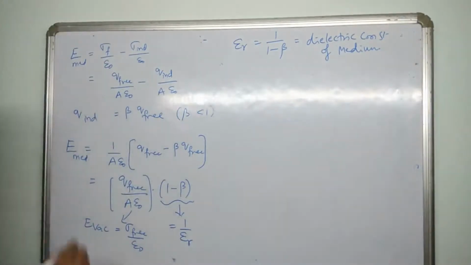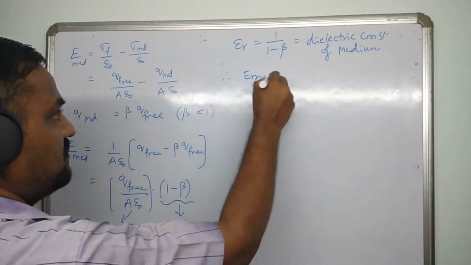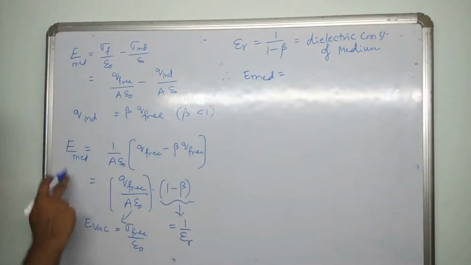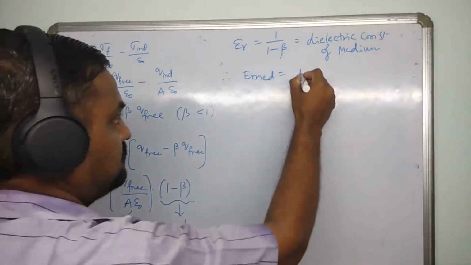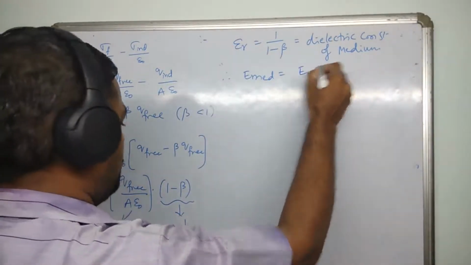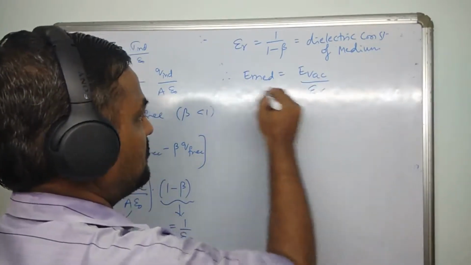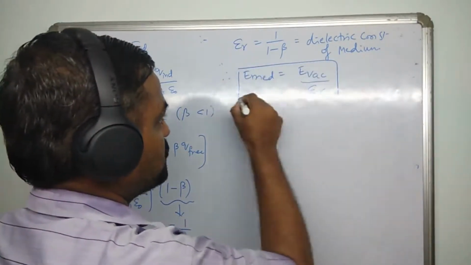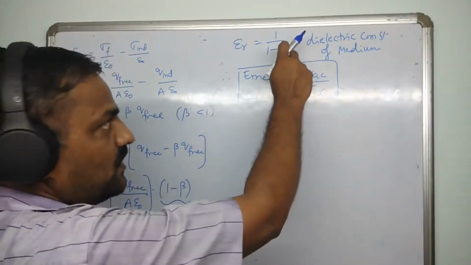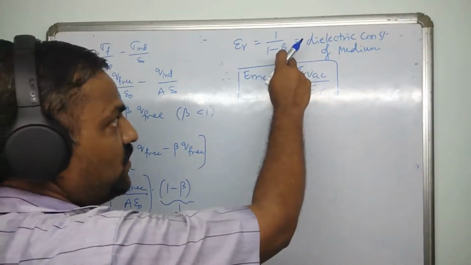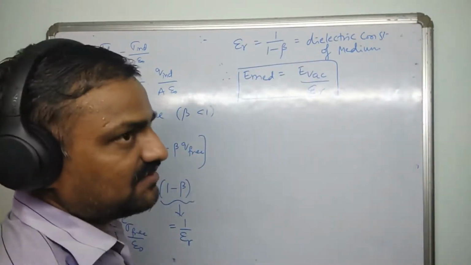So if you substitute this dielectric constant, your E medium is nothing but Q free by A epsilon naught, which is E vacuum, times 1 minus beta, which is 1 by epsilon r. So clearly this expression shows that, as we know, beta is less than 1. So 1 minus something less than 1, this epsilon r can always be greater than or equal to 1. It can never be less than 1.